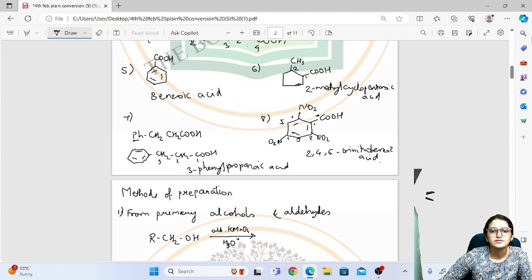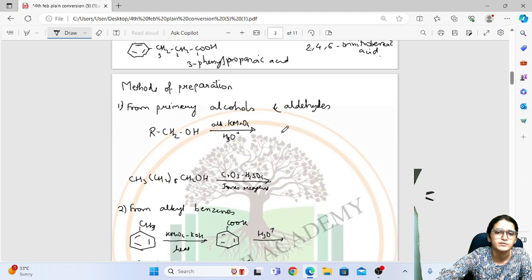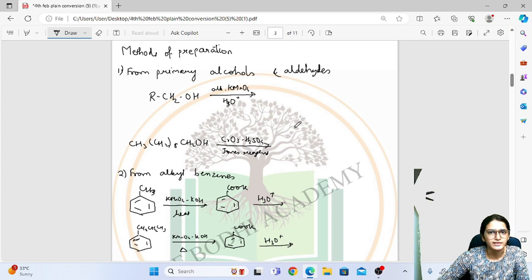Okay. So this is about the simple nomenclature of carboxylic acids. Different types of groups we can see here: aliphatic, aromatic, cyclic. So here, using the same rules, you can name the compounds. Now next is the methods of preparation of carboxylic acids. Okay, by using which reagents can we prepare the carboxylic acids.